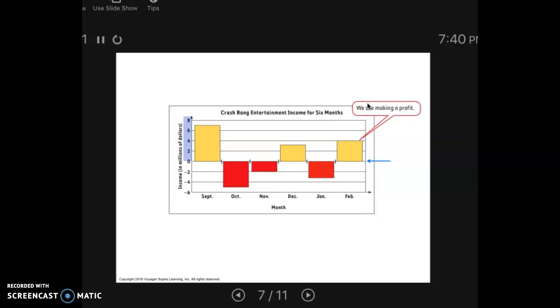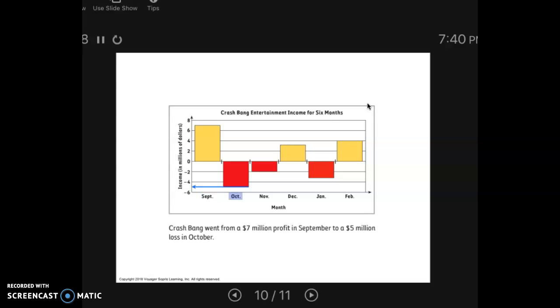The numbers above the 0 line show a profit or a positive cash flow. So there's money going in. The numbers below the 0 line show a loss or a negative cash flow. They are losing money. Crash Bang went from a $7 million profit in September to a $5 million loss in October. Using positive and negative integers in a bar graph helps us use this kind of data.